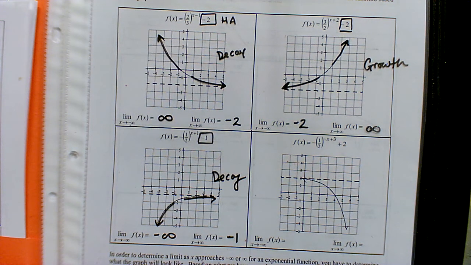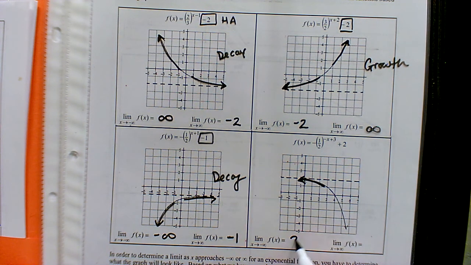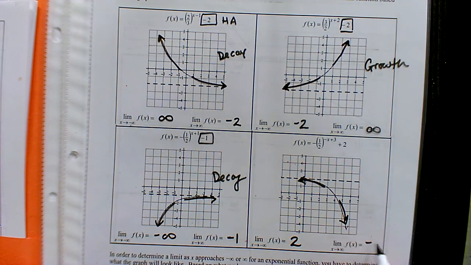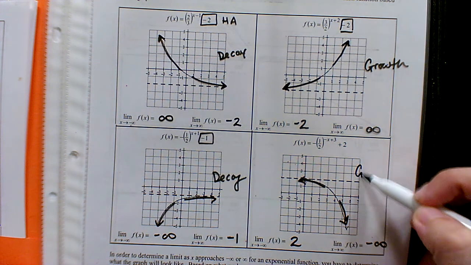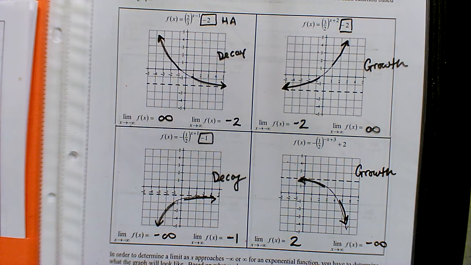All right, and our last one, forever to the left, we're going to level off at 2. And forever to the right, we have -infinity. Growth or decay? Can we tell based off the graph? Go, Joseph. Growth. Okay.